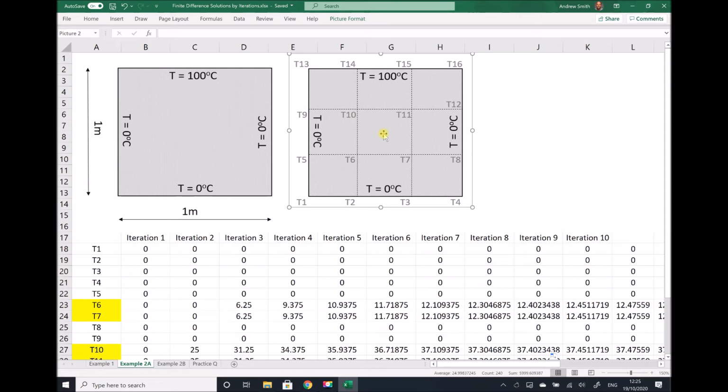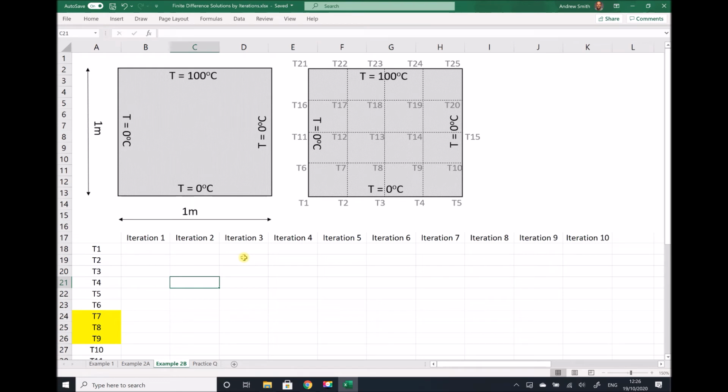Now what we're going to do in the next part of this video is increase the number of nodes. We're going to repeat the calculations and iteration process to get a better understanding of the distribution of temperature on this plate. So earlier in this video we took the problem that we have in the top left hand corner here, and we divided our region into 16 nodes. What we're going to do this time is divide our region a little further, and this time we're going to divide it into 25 nodes as shown.